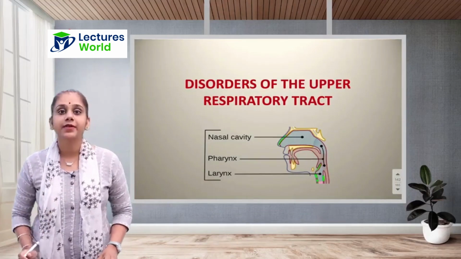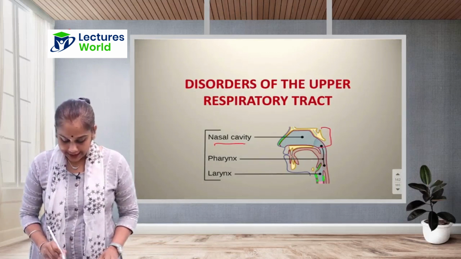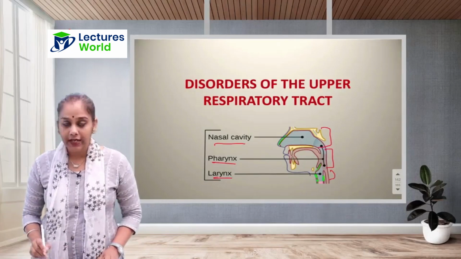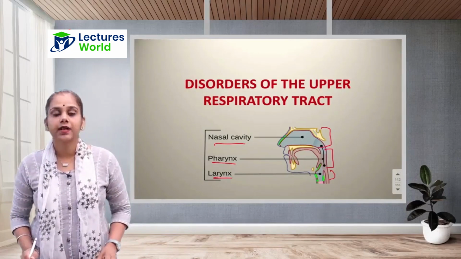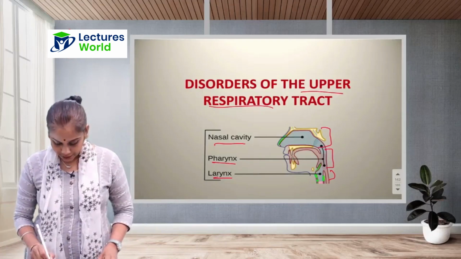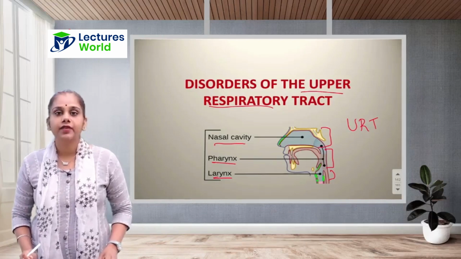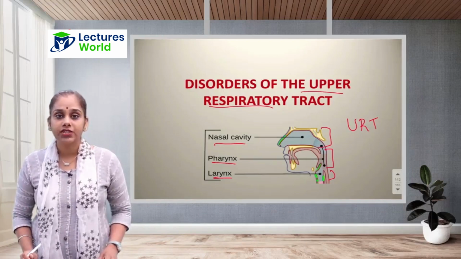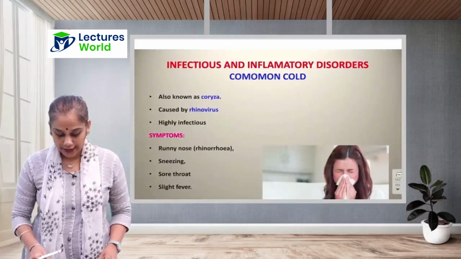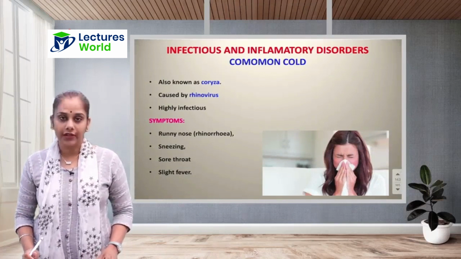So what is the upper respiratory tract? It includes the nasal cavity, then the pharynx, then the larynx. Above the trachea, that is the upper respiratory tract. So we will first see disorders or disease conditions which occur because of some causative organism. So the first one is infectious and inflammatory disorders.